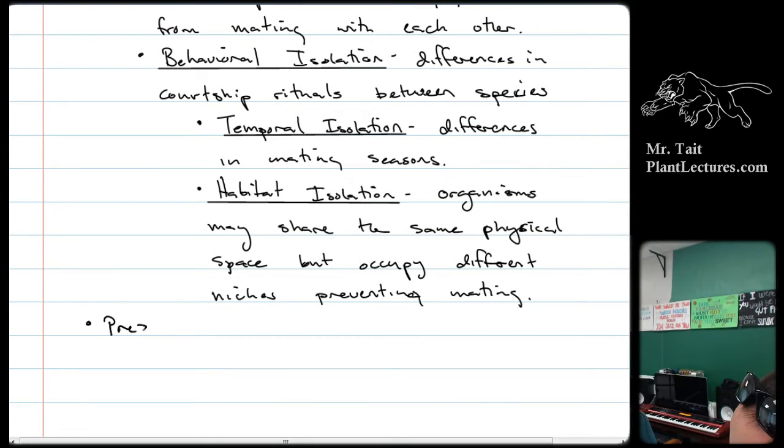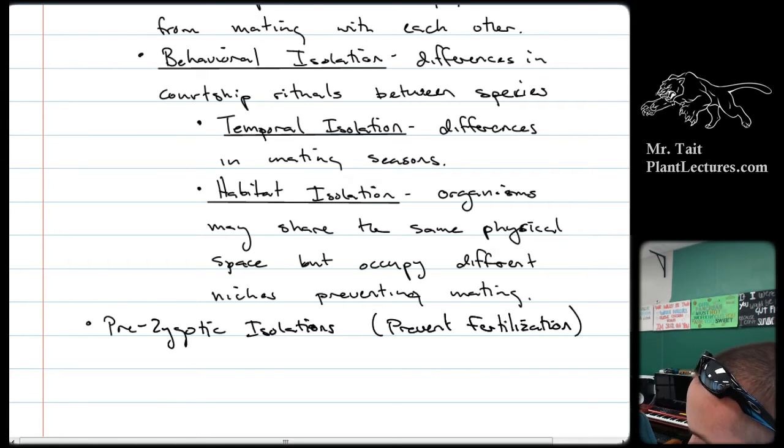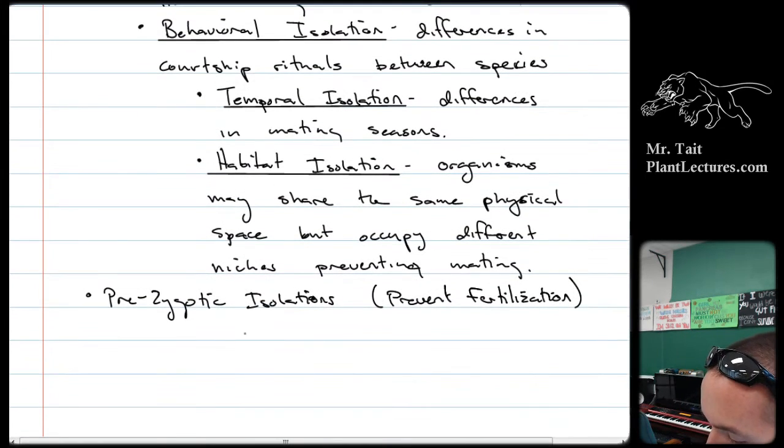Then there are post-zygotic ones. Pre-zygotic isolations that prevent fertilization. So in this case, mating occurs, but something doesn't work out with the mating. Okay, so number one, the first thing is called gamete incompatibility.